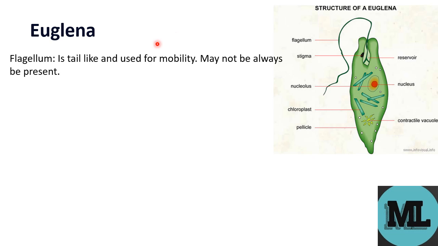Here is a Euglena cell. A Euglena cell contains a flagellum. The flagellum is tail-like and used for mobility, and it may not always be present. So it is here and it may not always be present. The nucleus controls what the cell does. So nucleus is here and it controls what the cell does.